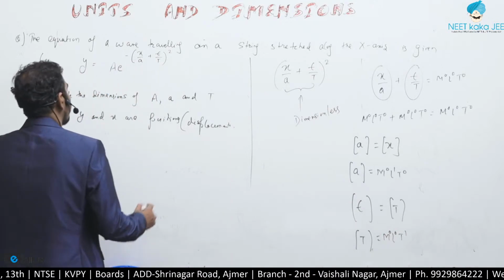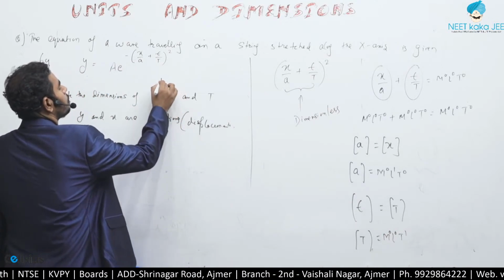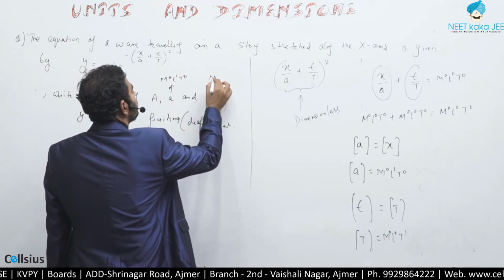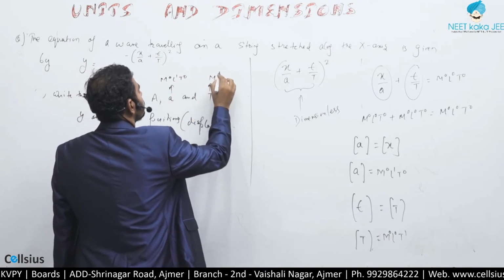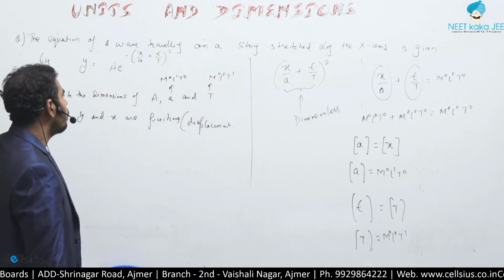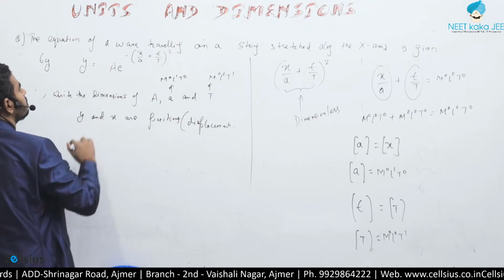So we have got two dimensions, that is the dimension of A is m0 l1 t0, and the dimension of T is m0 l0 t1. This is the dimension of T. Now what is the dimension of small a? Now the question has become very easy.